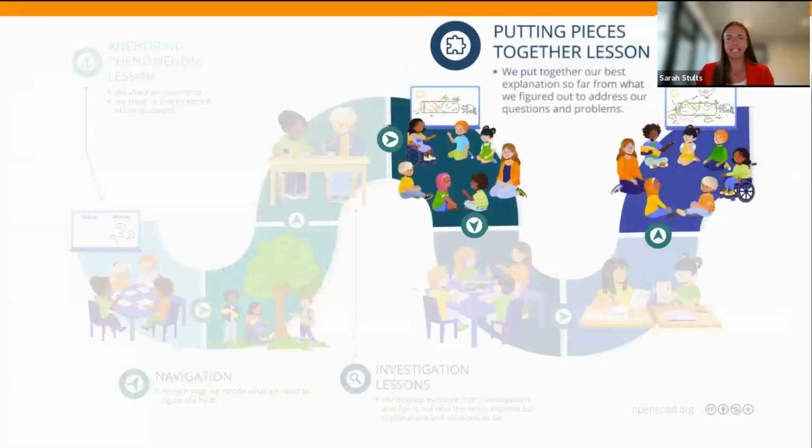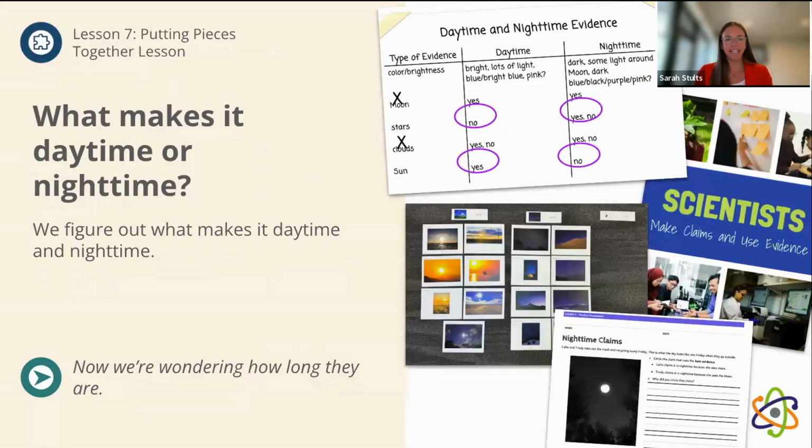And this leads us into lesson 7, which is another putting the pieces together moment through which students can take stock of their learning and they can work together to develop an explanation for our second lesson set question. When and where do we see the moon and stars? We begin lesson 7 revisiting our notice and wonder chart from the end of lesson 6, and we co-construct our lesson question. What makes it daytime or nighttime?